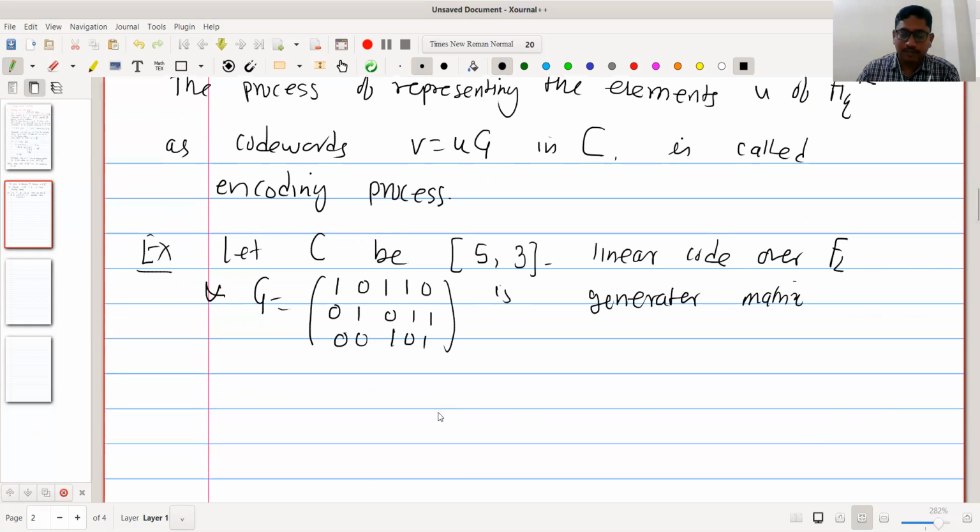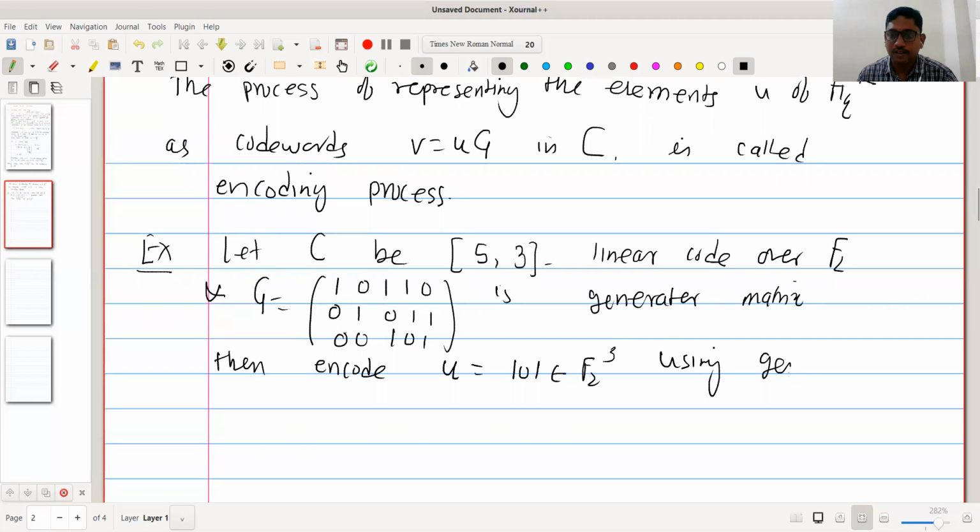Then encode the message. Since dimension is 3, whatever you are taking, this u must be from F2^3. So you take any element from F2^3. I will take this element 101. There are a total of 8 elements in F2^3, and we can encode all of those. Encode 101 from F2^3 using generator matrix G.